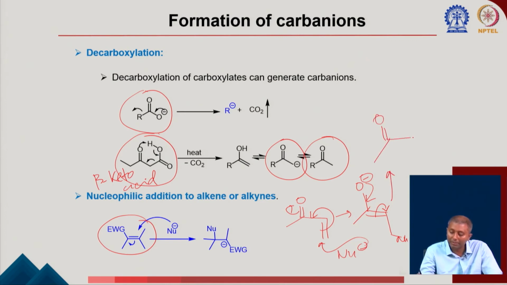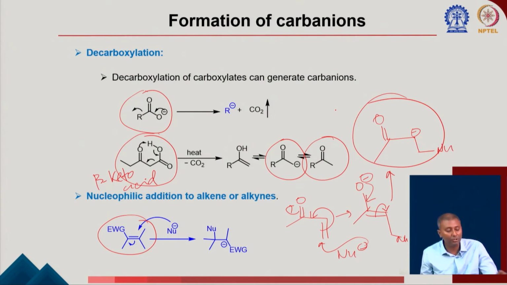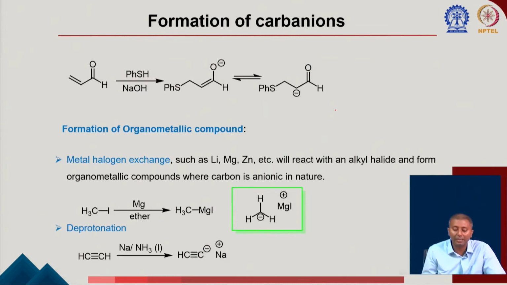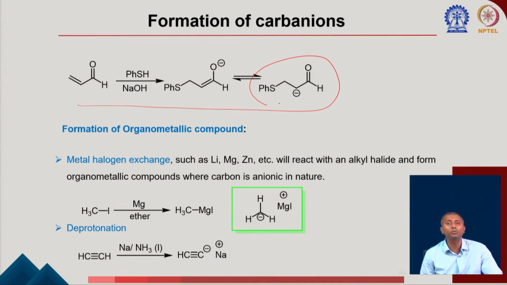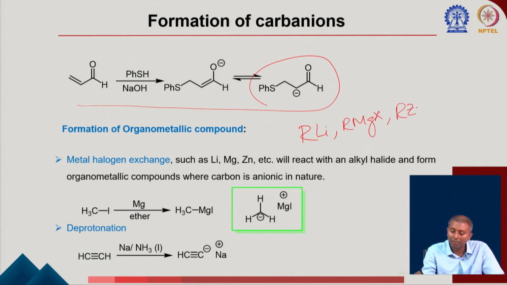So of course, it can get a proton or something here, but I am talking about generation of this type of carbanion after addition of a nucleophile. There is an example given here which I was trying to tell you in the previous slide to generate a carbanion. Then the other very common method we use in the laboratory is generation of organometallic compounds like organolithium, RLi, RMgX, then R-zinc X, and then of course the organocopper and all these different things.